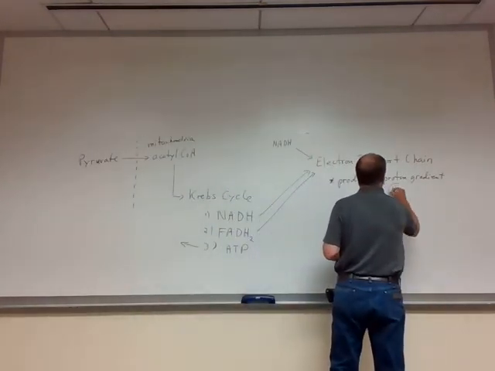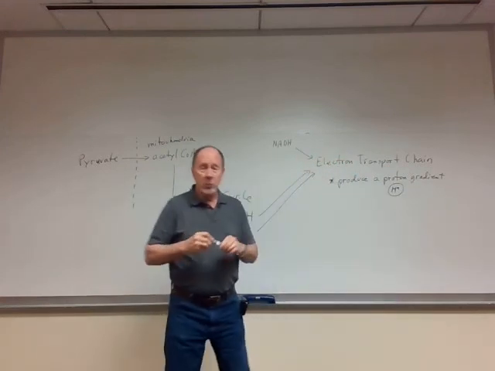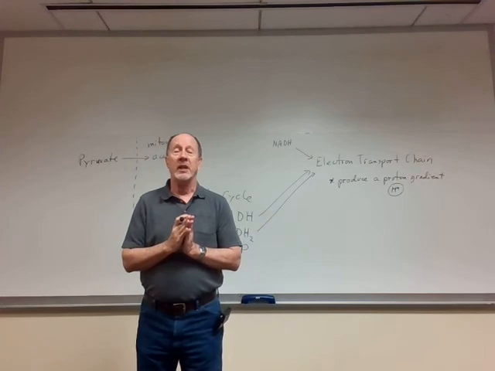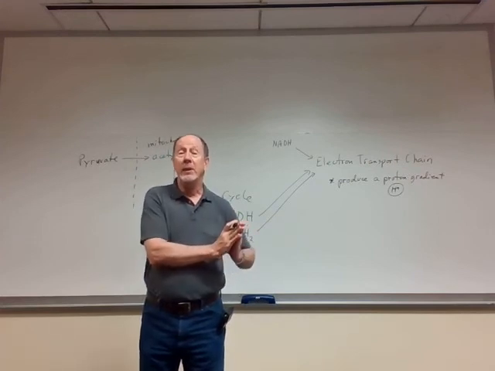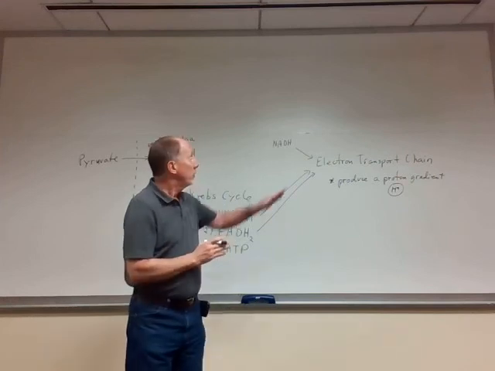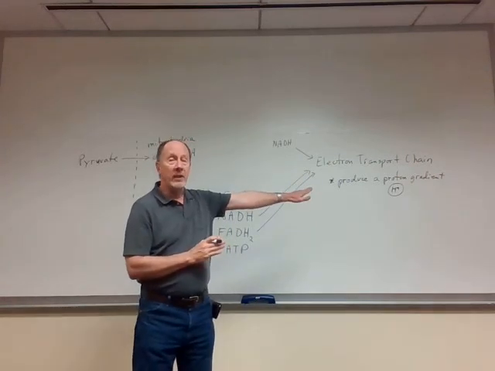Let me write this over here. So that is what the electron transport chain does. The electron transport chain does not produce ATP. If anybody told you that, they're wrong. The electron transport chain produces this proton gradient.